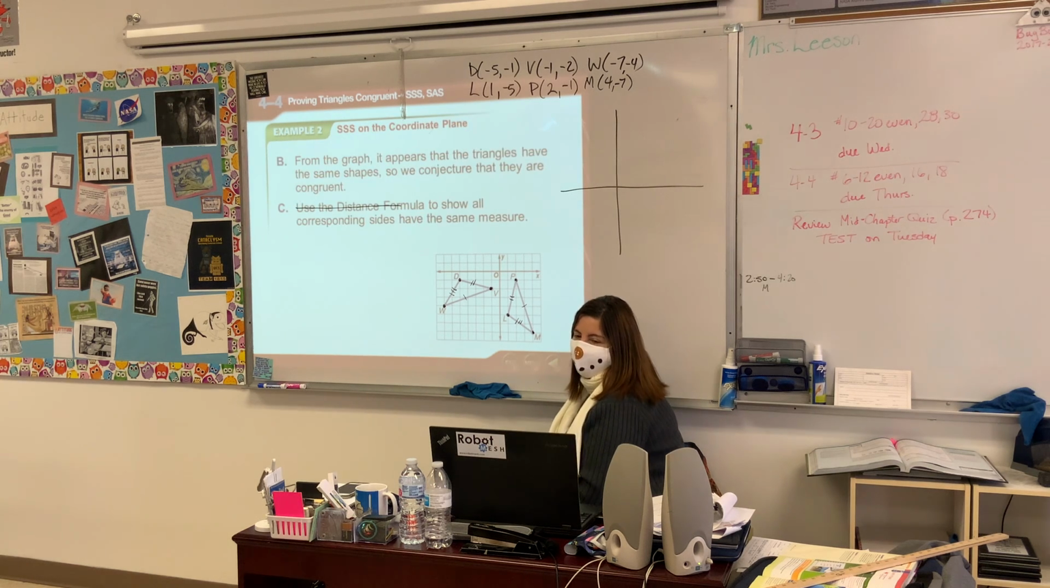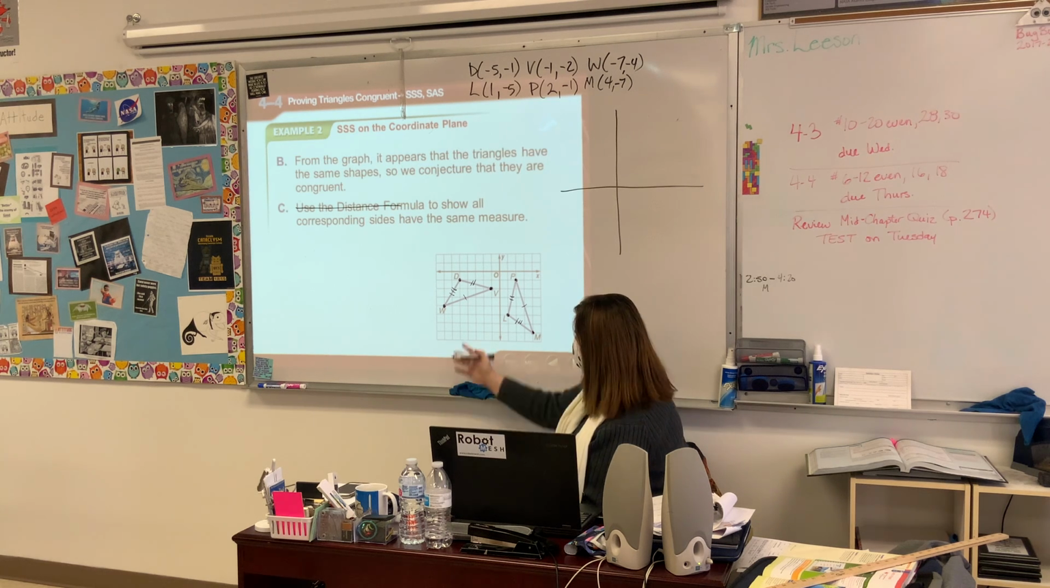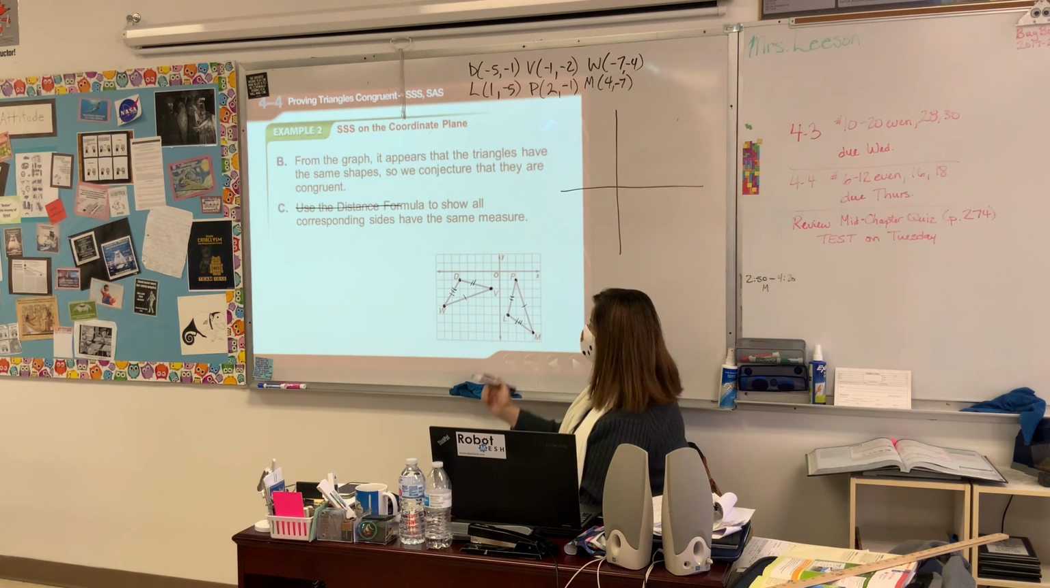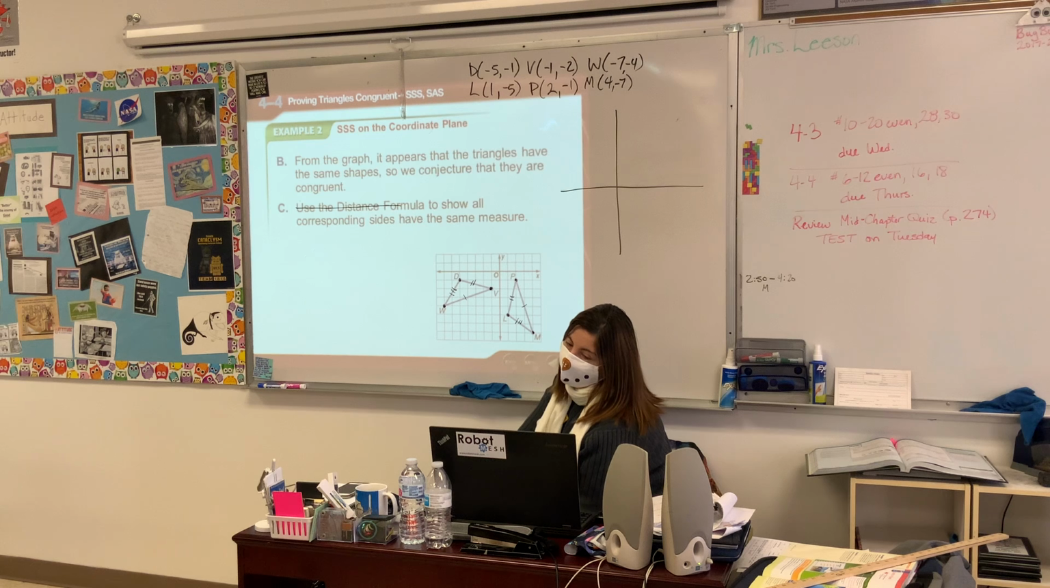It says, from the graph, it appears that they have the same shape. We conjecture that they're congruent. They kind of look alike. They suggest that we could use the distance formula to show that all the corresponding sides have the same measure. We look for the corresponding by checking their x and y changes. I think that either are okay to do so.